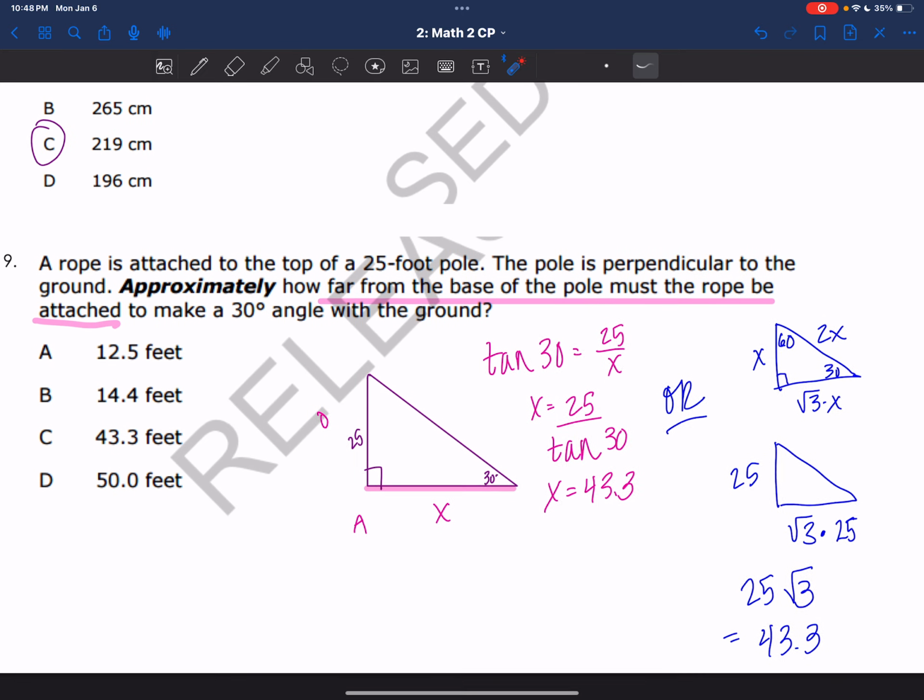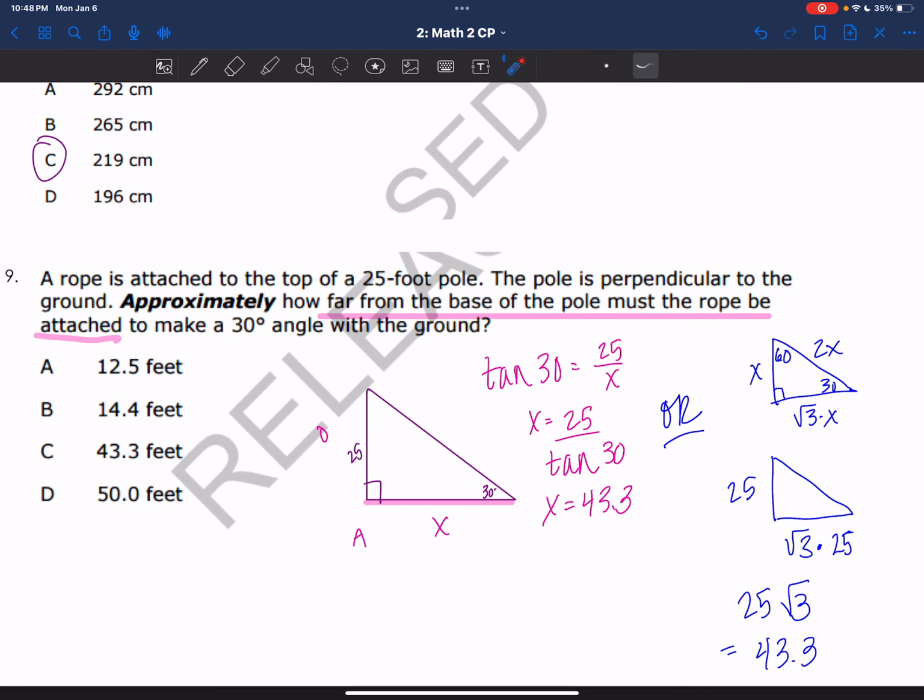Let's go here. Again, there's two different ways to do this. I'm going to use this way because it's a calculator. May as well use it. Just make sure you're using the right proportion or the right ratio. Or you could do your special triangles here. So whichever way works. But it's a rope attached to the top. So your rope is from here, and this part is 25. The pole is perpendicular, so it's 90 degrees.